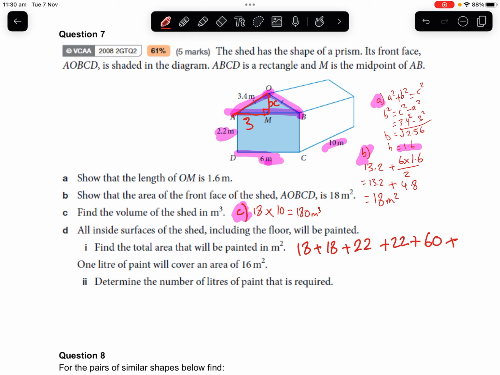And then lastly, we have the roof here and also the other side as well. The roof is 10 times 3.4. So 10 times 3.4 is 34. There's two of them, so another 34. Add them all together, that gives you 208 meters squared.